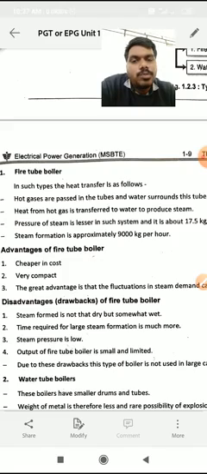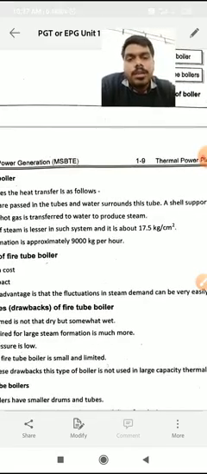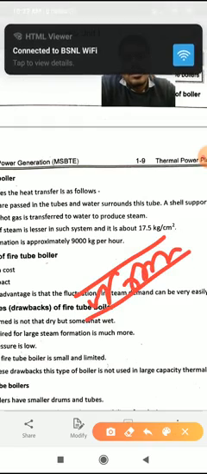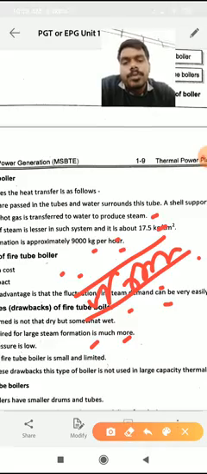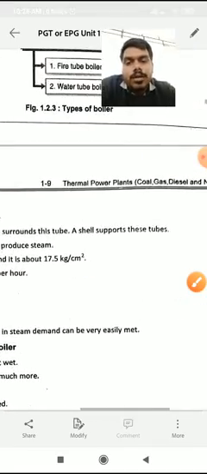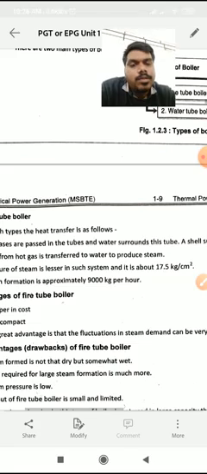Hot gases are passed in the tubes. It contains tubes, meaning in the boiler there are tubes which contain the fire. Hot gases are passed in the tubes and water surrounds these tubes. Let's suppose this is the tube, and hot gases are inside, and water is surrounding this tube. So this is the fire tube. A shell supports this tube. Heat from the hot gases is transferred to the water to produce steam.